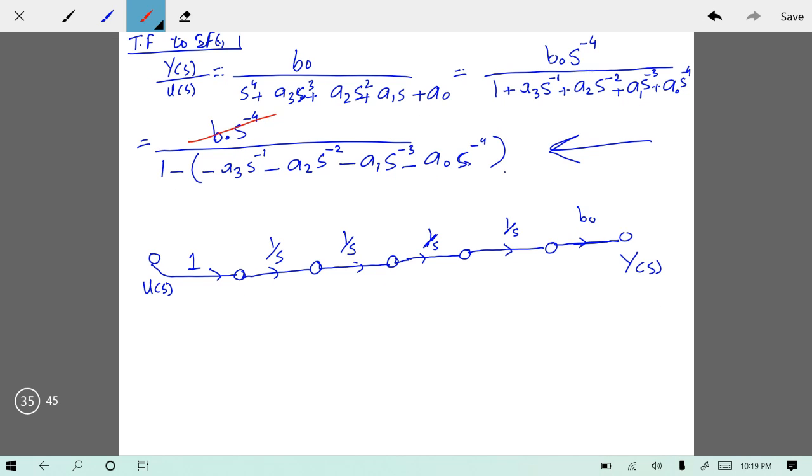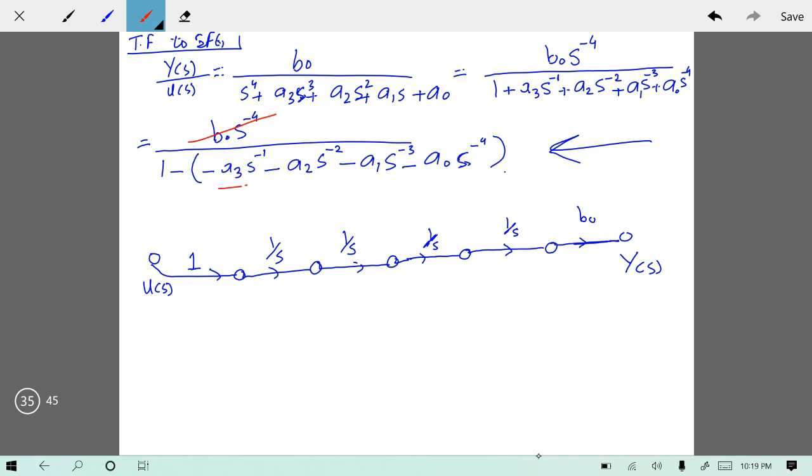So this term has been addressed. Now let's talk about this term, minus a3 s inverse. Now I have multiple options to make the signal flow graph. Just to reiterate, the transfer function is unique to a system. There is only one transfer function of a system. However, for a given transfer function, there can be a number of ways to make a signal flow graph. There can be numerous procedures to make the signal flow graph.